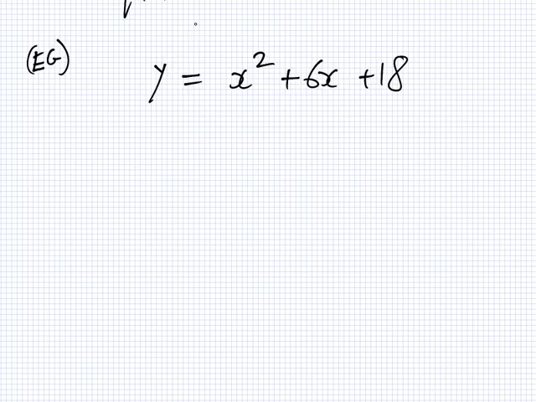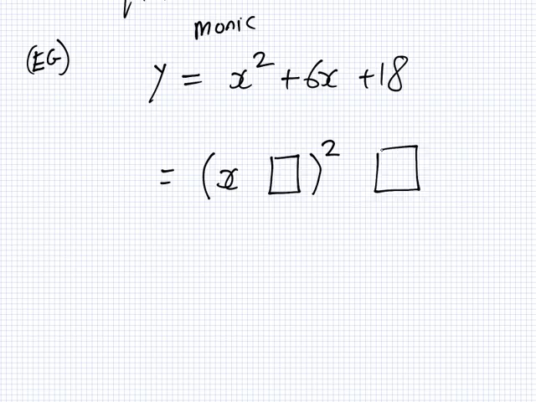So we'll start off with something like y equals x squared plus 6x plus 18. So this is the example for when it's monic. Remember, monic means it's a 1 here. It's not very difficult. It's actually very straightforward, but you just have to be careful. Okay, so listen carefully. We know the answer will be like this: bracket, bracket, squared in x, and there's going to be a number here and a number here. So the first number is easy to get.